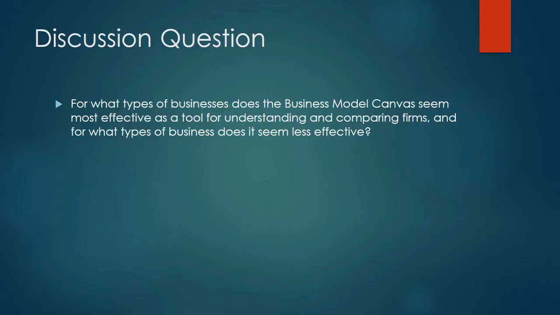So our question for discussion is, for what types of businesses does the Business Model Canvas seem most effective as a tool for understanding and comparing firms? And for what types of businesses does it seem less effective? In other words, does this make sense for nonprofit institutions, for higher education? What are the strengths and weaknesses of using this model relative to different types of businesses?